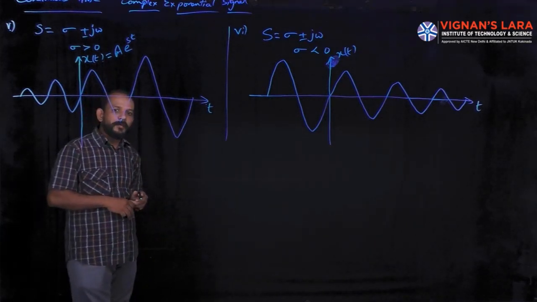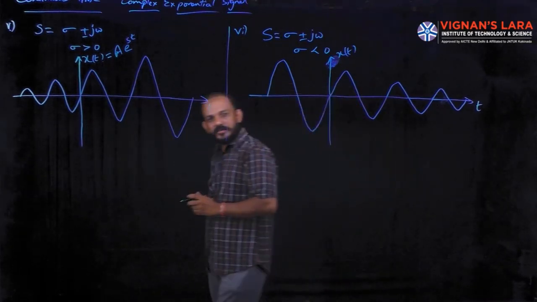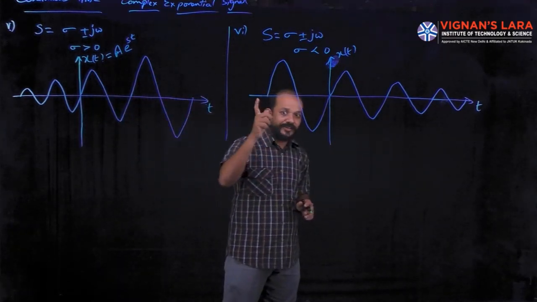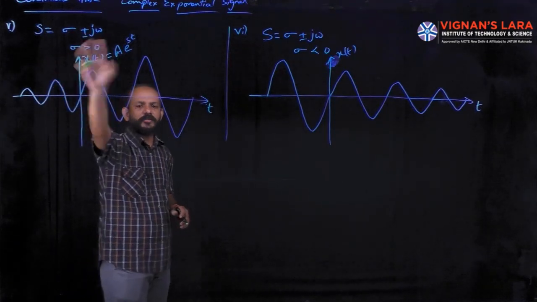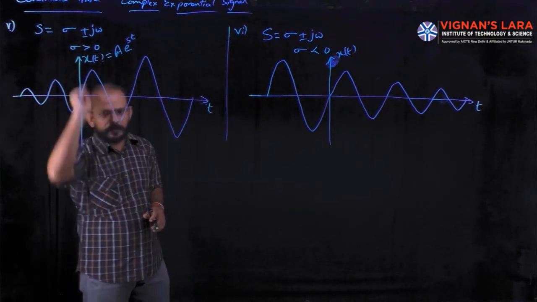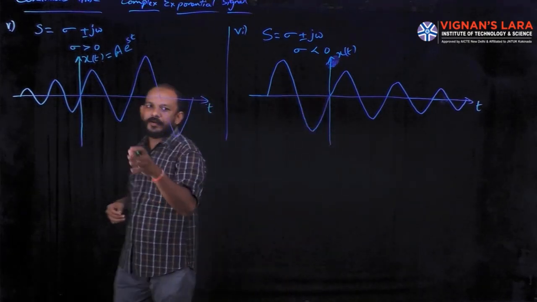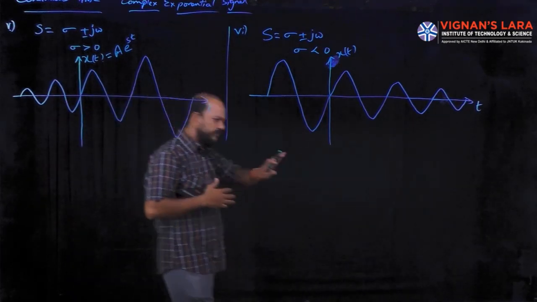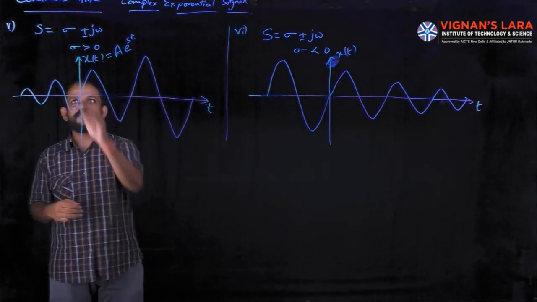Continuous time complex exponential signal is all finished. In this I had 6 cases for s. First, s equal to 0: there is no real part or imaginary part. Next, s equal to sigma: there is no imaginary part and the value of the real part is greater than 0, that is positive. That is the second case. Third case, s equal to minus sigma: there is no imaginary part and we have only a real part, sigma, which is less than 0.